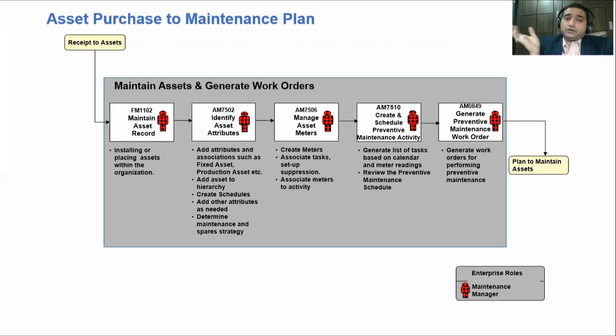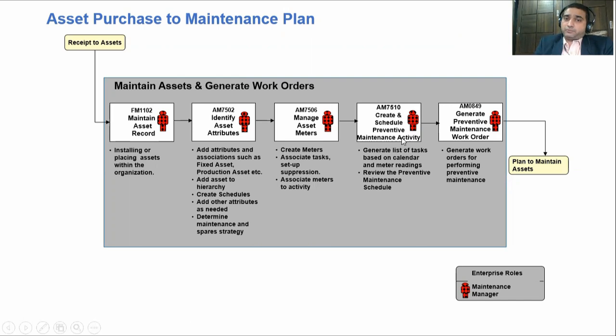Once you are doing one task, you can suppress the other task. So you can associate those kinds of activities also with the assets. That is called suppression. Like when you are cleaning, you cannot do lubrication, right? Or when you are doing lubrication, you cannot do cleaning at the same time. So there will be some of these suppression activities, and then you will also associate the meters.